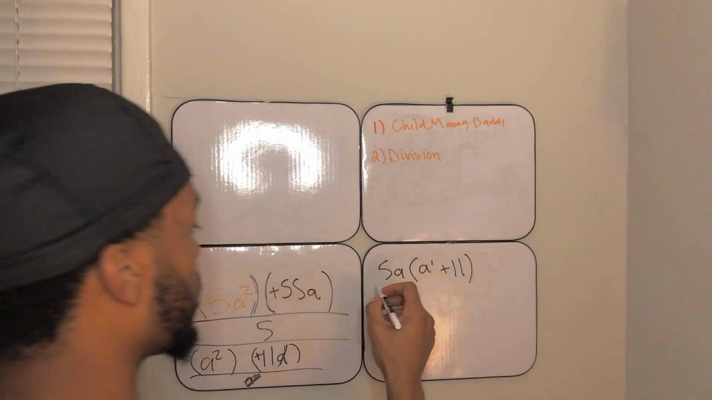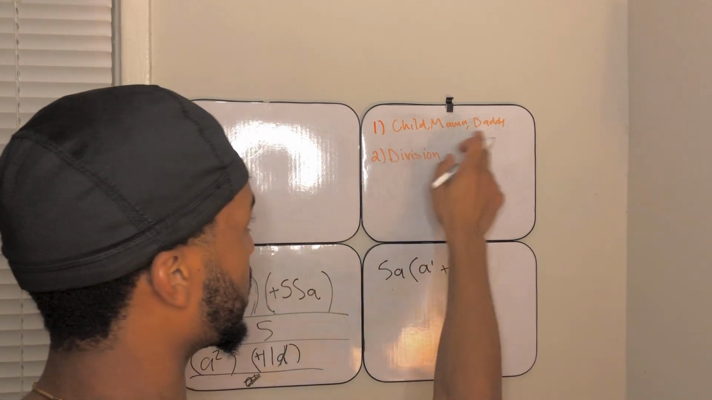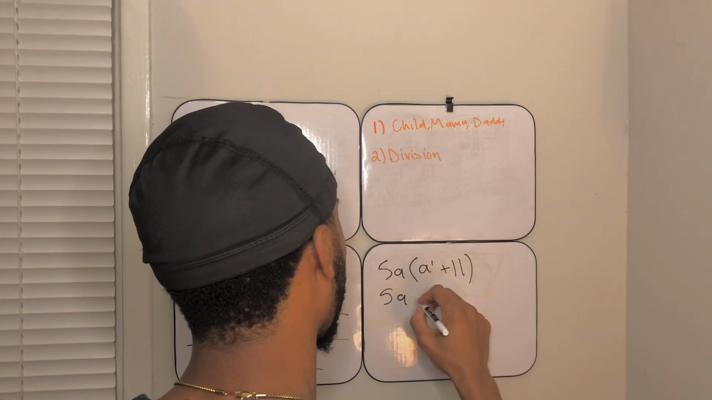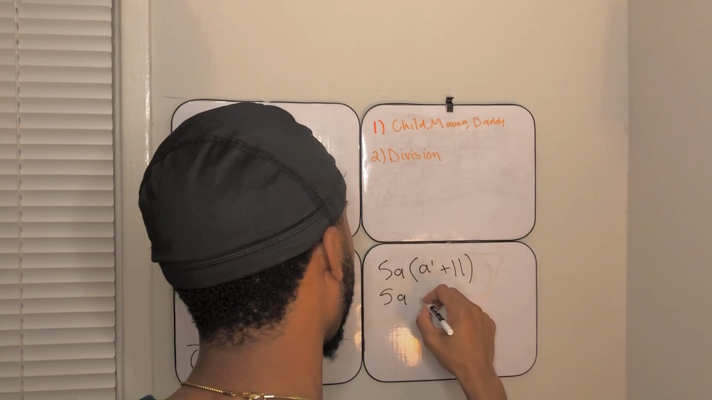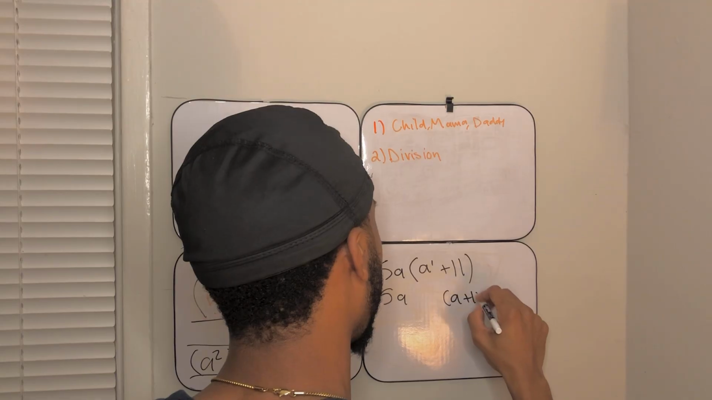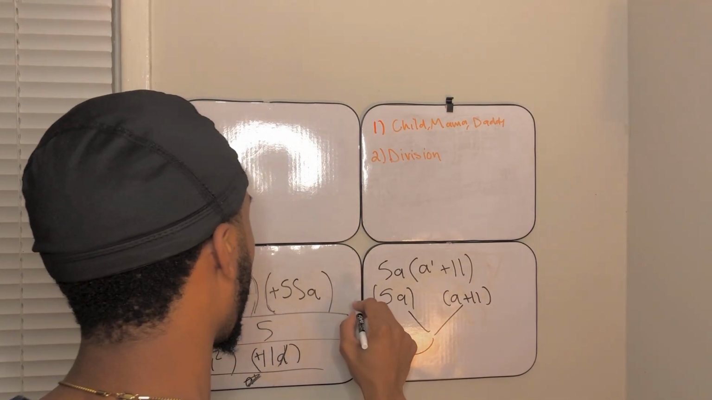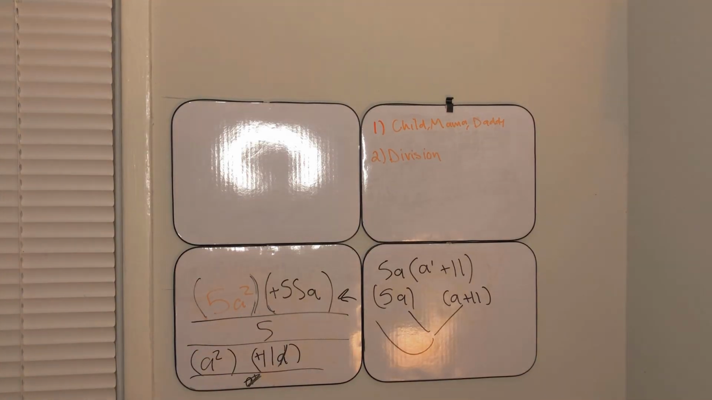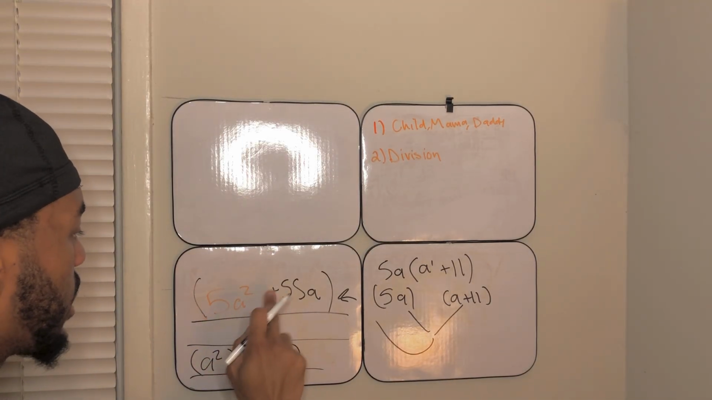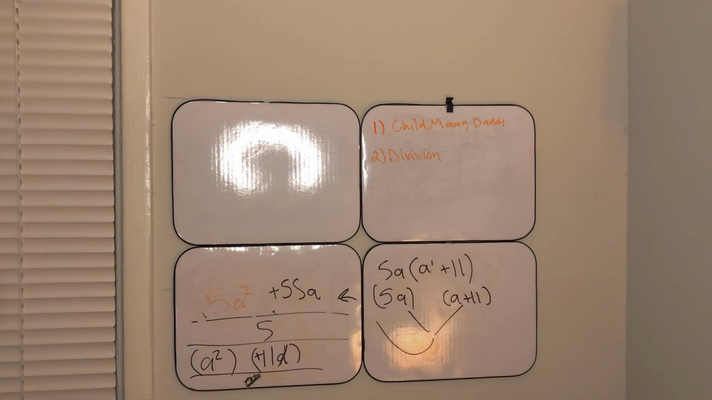And so these are the two factors. What we're saying again, going back to the child, mama, daddy schematic, is 5a is one parent and a plus 11 is the other parent. And they came and they made this equation right here, 5a squared plus 55. Now I'm gonna get rid of the parentheses. They came together and made this equation right here, 5a squared plus 55a.